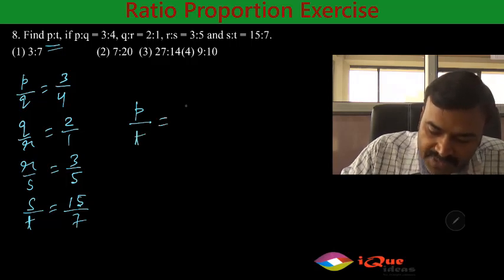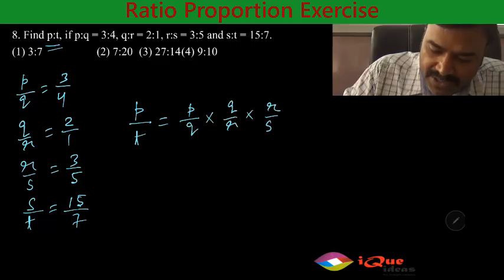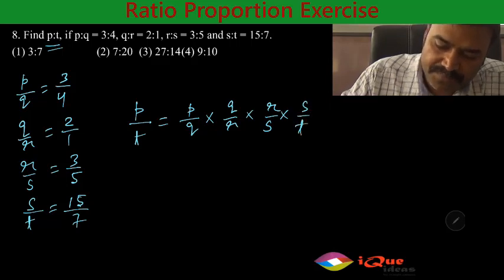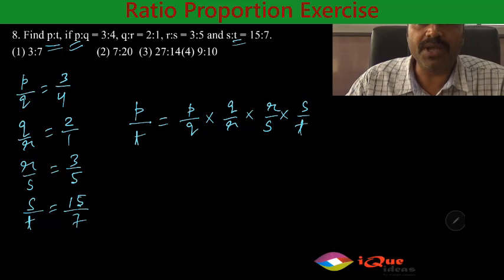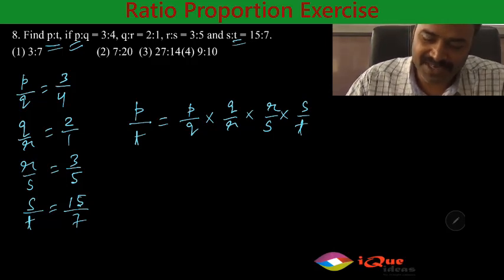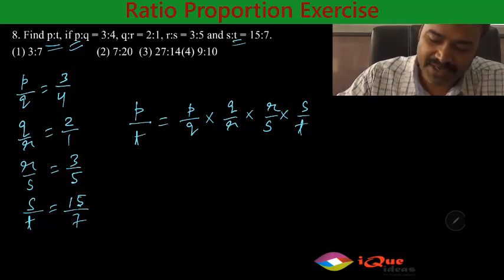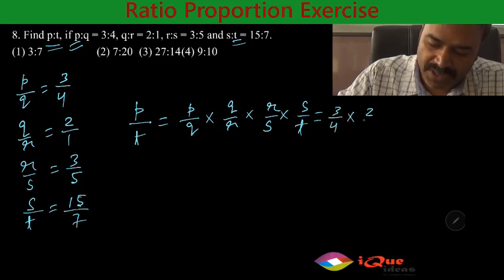Why? Because this P by T will actually be equal to P by Q into Q by R into R by S into S by T. Right? Remember the first of first and the last of last. If they are to be combined, you can directly multiply the ratios to get your answer. Okay? And this should be equal to 3 by 4 into 2 by 1 into 3 by 5 into 15 by 7.